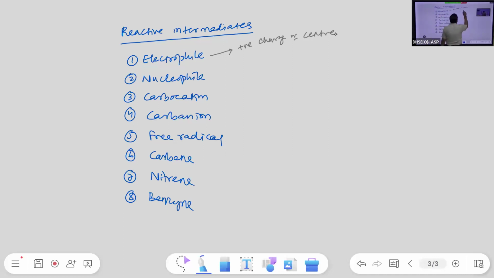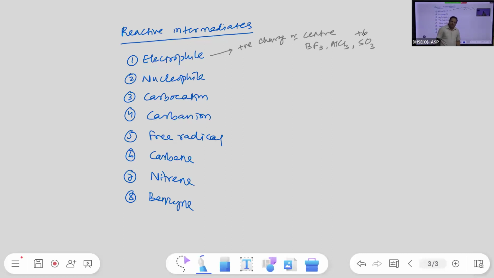Then BF3, AlCl3, electron deficient. SO3 also is electron deficient because it has +6 oxidation state. In SO3, sulfur has +6 oxidation state, so it is highly electron deficient. And the electron deficient species is an electrophile. So I hope all of you got this. Achha. So next, who is an electrophile? Either cationic or the species with positive charge center.